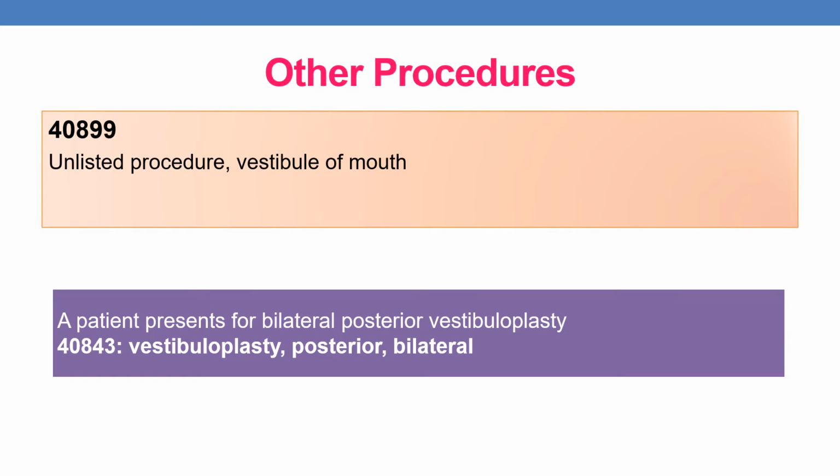Finally, coming to other procedures. Unlisted procedure, vestibule of mouth, the CPT is 40899. Let us see an example. A patient presents for bilateral posterior vestibuloplasty. The CPT is 40843. That is vestibuloplasty posterior bilateral.